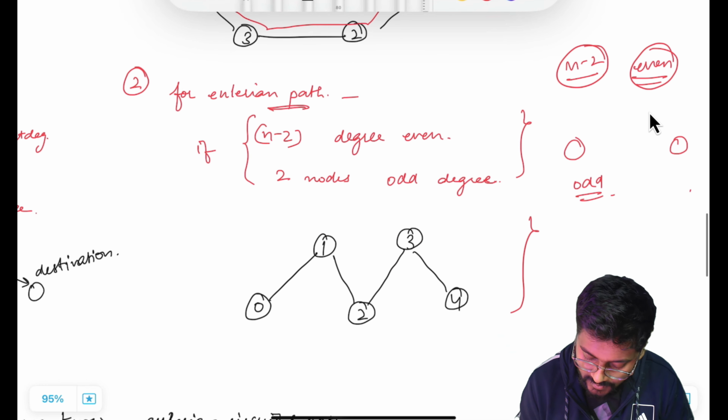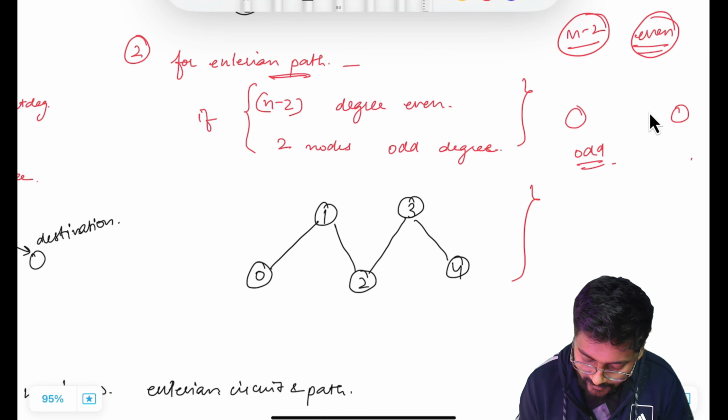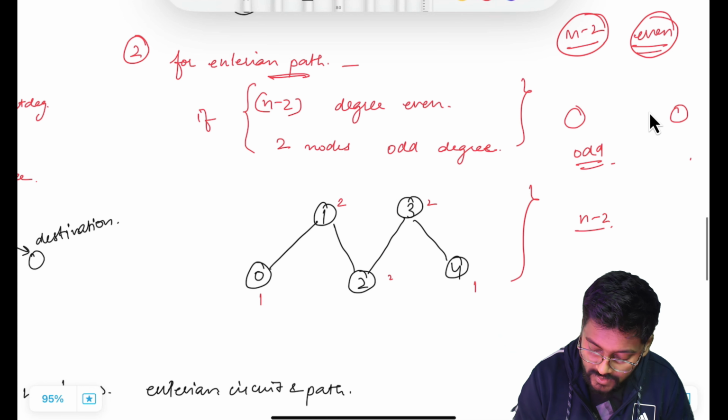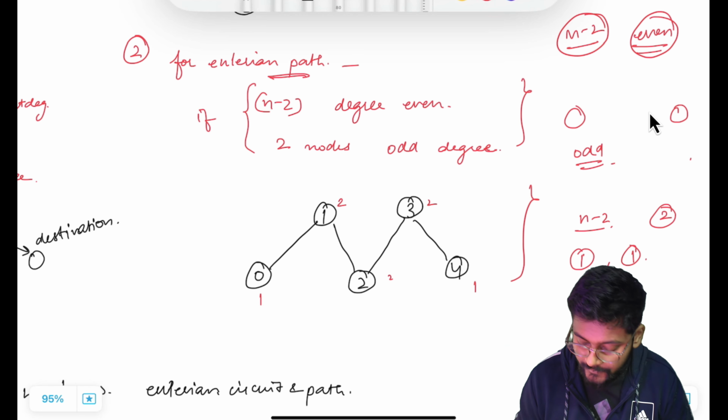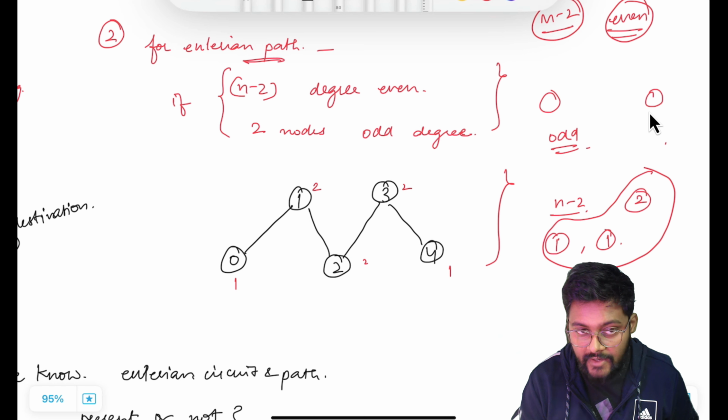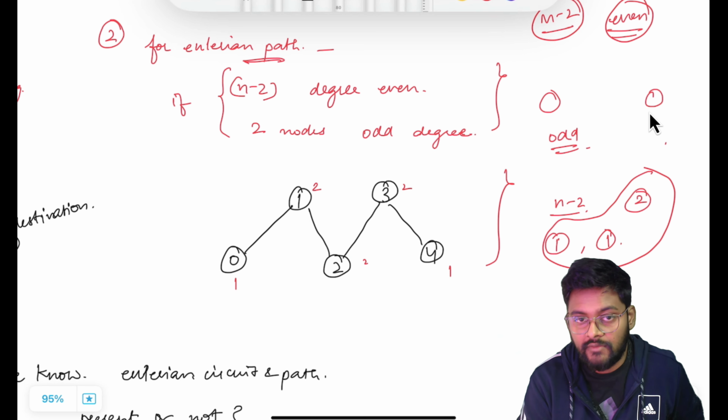Let's say in this graph, here 0 is having degree equal to 1, 4 is having degree equal to 1, and rest of the nodes are having degree equal to 2. So n minus 2 number of nodes are having degree equal to 2, and there are 2 nodes, one with degree 1, second with degree 1. So if this is the case, we will definitely have Eulerian path present in our graph.